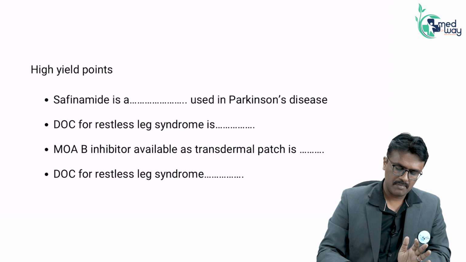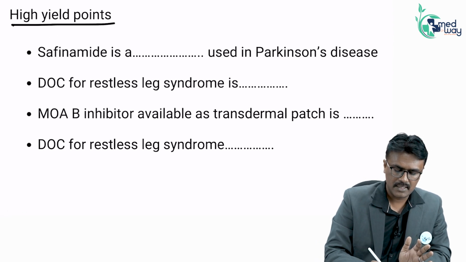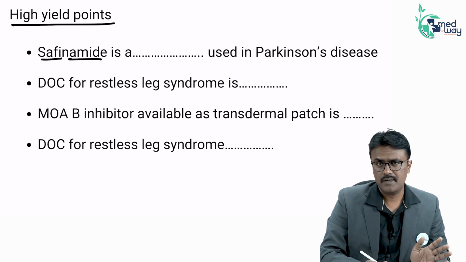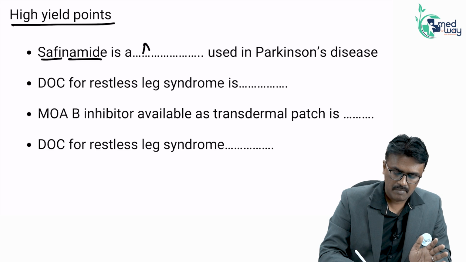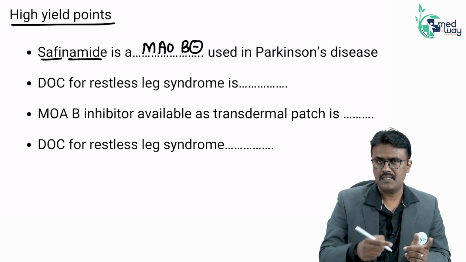Now let us take up some high yield points here and just tell me the answers. Safinamide, a new drug in Parkinson's disease, clears it up. Safinamide is a MAO-B inhibitor. Sir, you told us MAO-B inhibitors end with giline. Yes, but this is a separate drug.